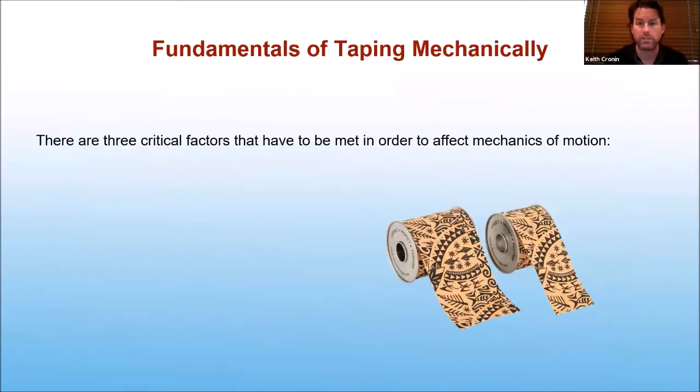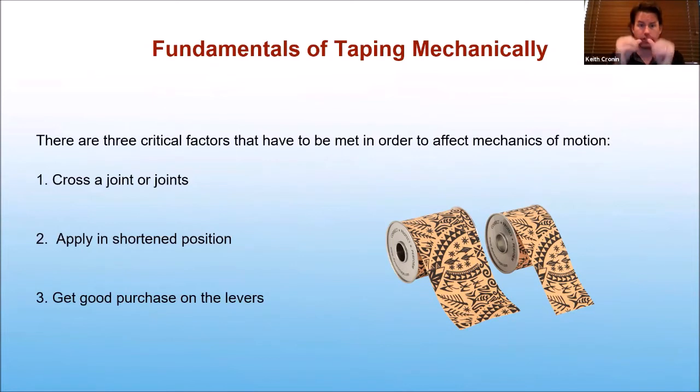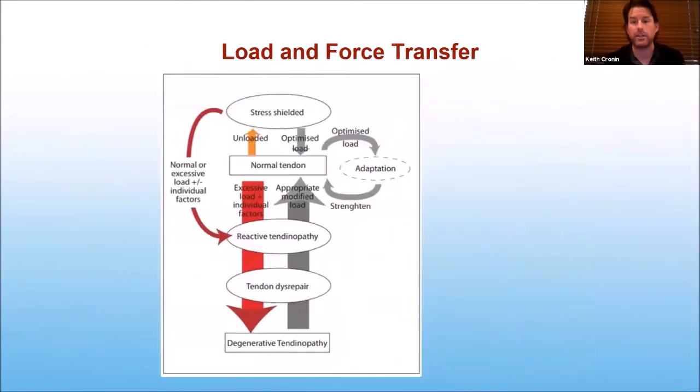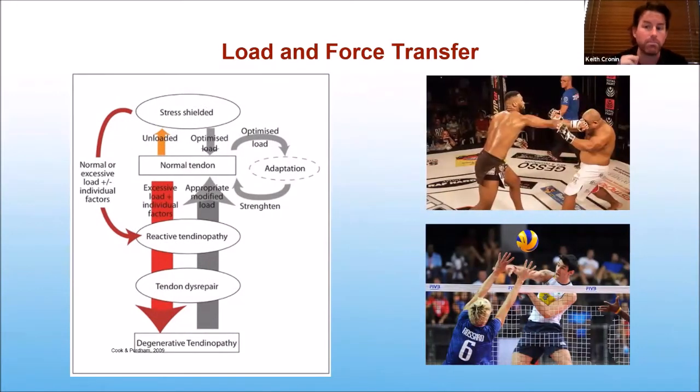And that's why for this particular approach, if you're going to tape in this manner, there are 3 things that you're going to do: cross a joint, apply it in a shortened position, and get good purchase on each side of the body part. What that's going to do is allow you to control motion. Because remember, we broke up the tissue, step 1. Step 2, we're going to now control the way that it moves. And by doing so, it's going to allow us to control the force that goes through the body. And that's what we do as clinicians. And probably the most important thing that we do is that we're able to control load through the human body. And it's very, very critical that we are able to do those types of things.